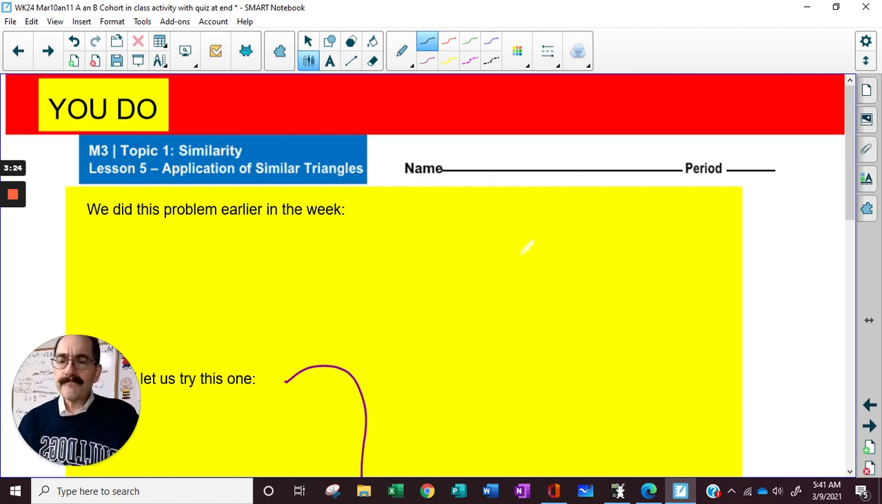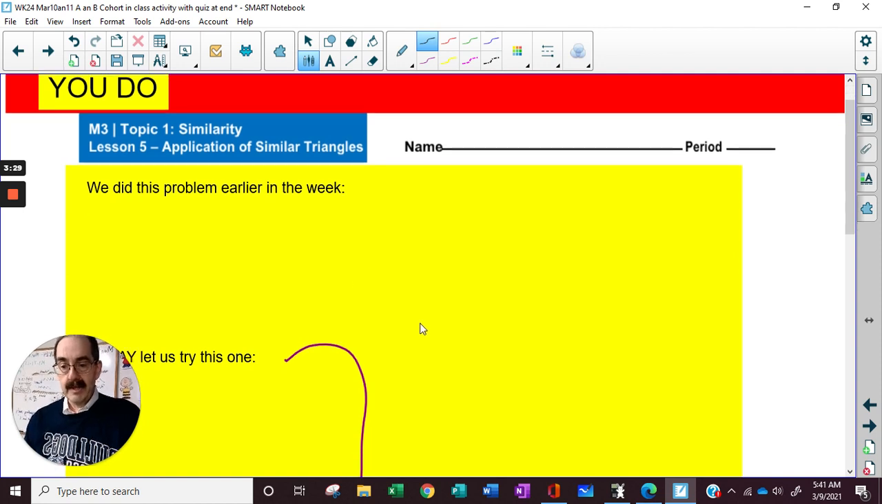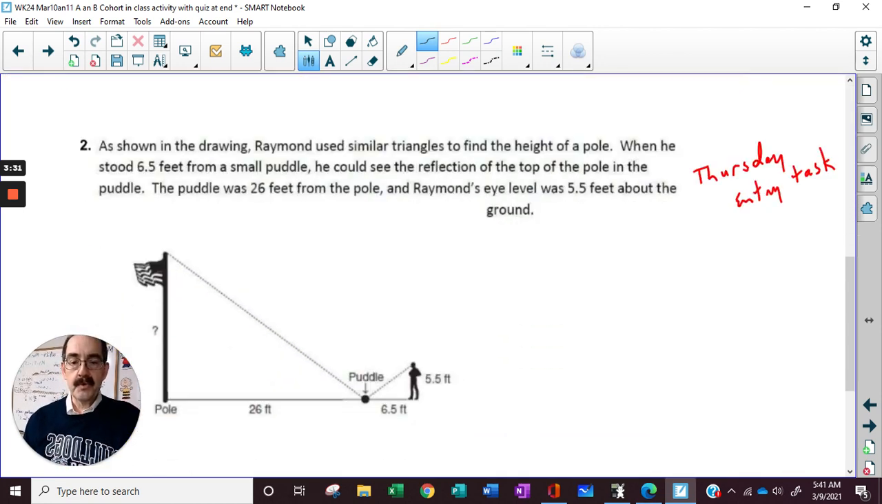So when we were in class last time, Monday, Tuesday, we did the problem underneath here. Today, I want to remind ourselves about the mirror problem. Remember the mirror problem? Well, this one's a puddle. Have you ever gone to a pond or a lake and it's been really calm and you can see the reflection? Raymond is using similar triangles to find the height of the pole. We'll call that x.